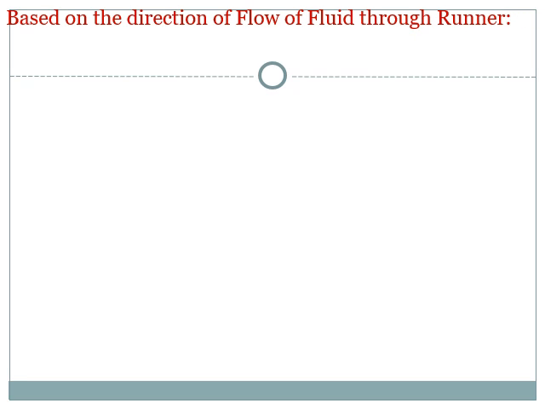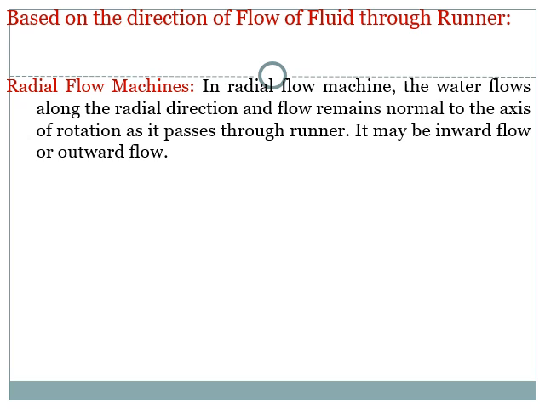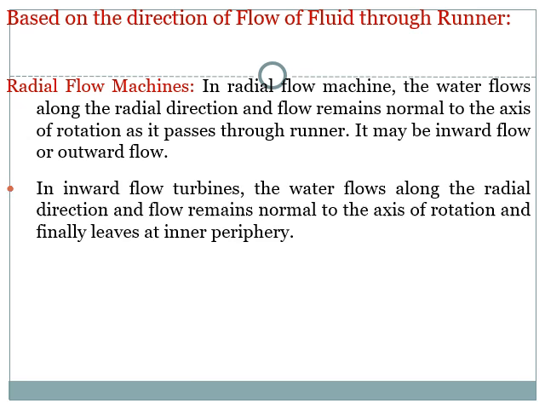So based on direction of flow of fluid through the runner, turbines are once again classified into radial flow machines. In a radial flow machine, the water flows along the radial direction and flow remains normal to the axis of the rotation as it passes through the runner. So it may be an inward flow machine or an outward flow machine.